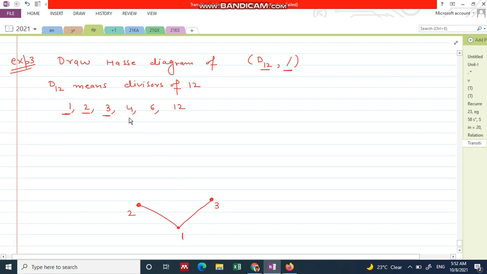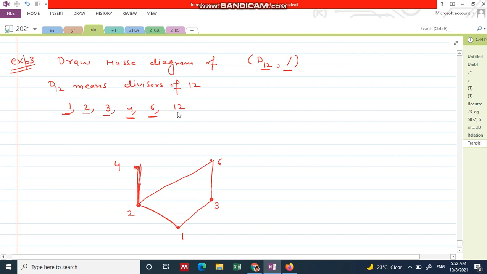Okay. Now the next element is 4. So I place 4 here because 2 divides 4. Okay. 1 also divides 4, so there is a connecting line between 1 and 4. There is no need to draw any separate line. Now the next element is 6. So 6 we write here. You see that 3 divides 6, but 2 also divides 6.